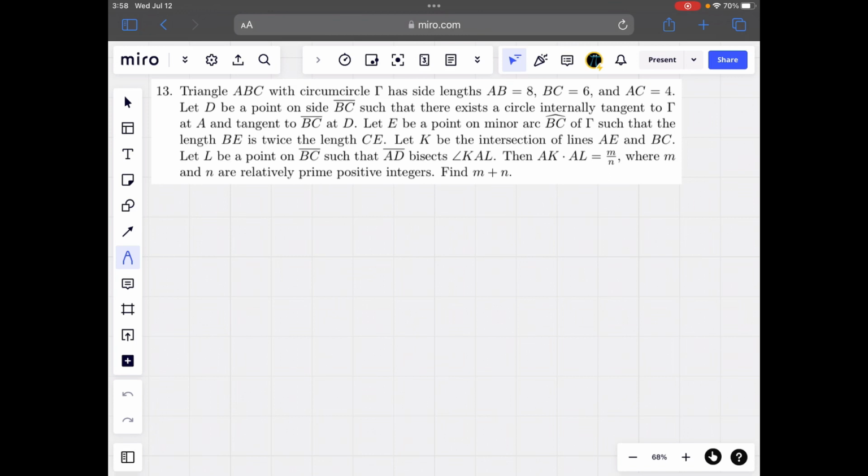Let E be a point on minor arc BC of T such that the length BE is twice the length CE. Let K be the intersection of lines AE and BC. And let L be a point on BC such that AD bisects angle KAL. Then AK times AL is equal to M over N, where M and N are relatively prime positive integers. What is M plus N?